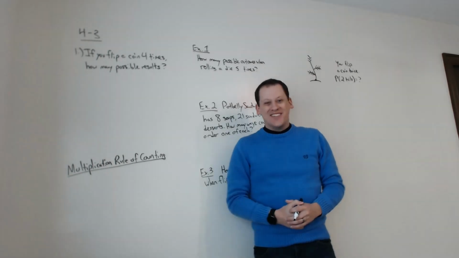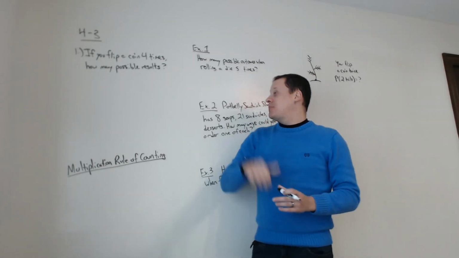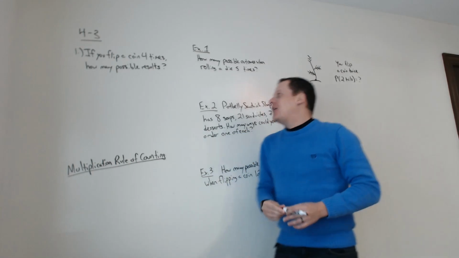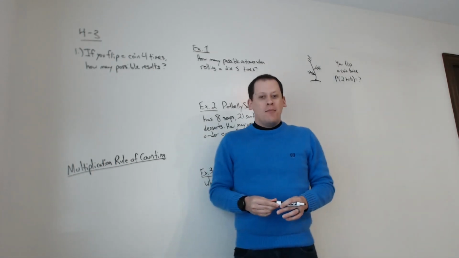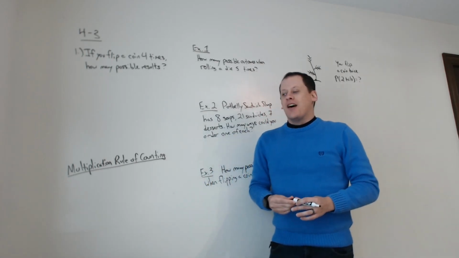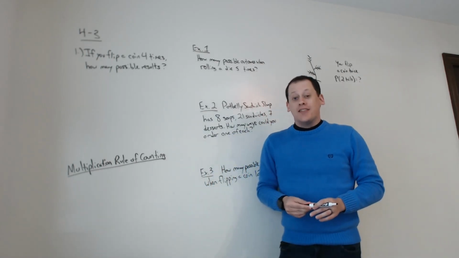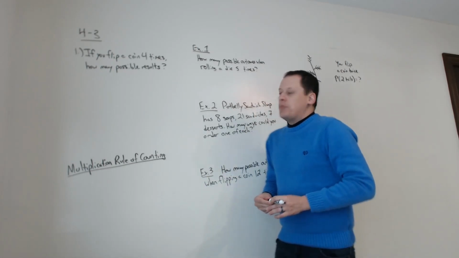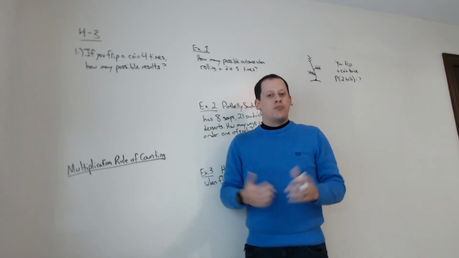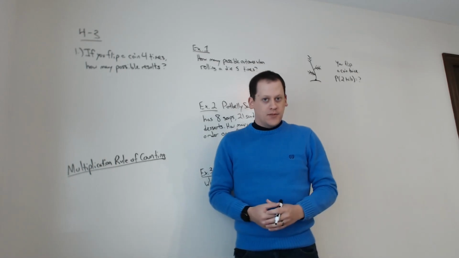Alright, hello, and welcome to Chapter 4, Section 3. We are going to talk about a few different things here that might be useful in terms of what you're going to see on the Chapter 4 test, and essentially a completion of basic probability rules and problems.